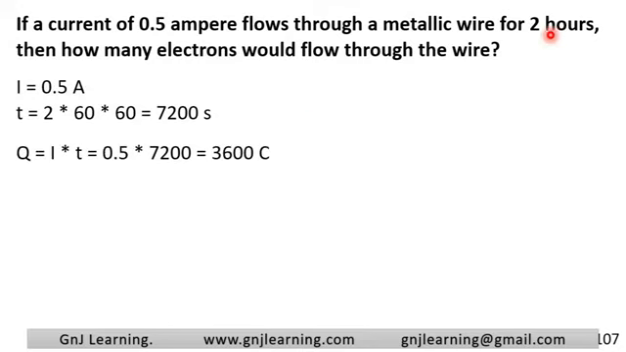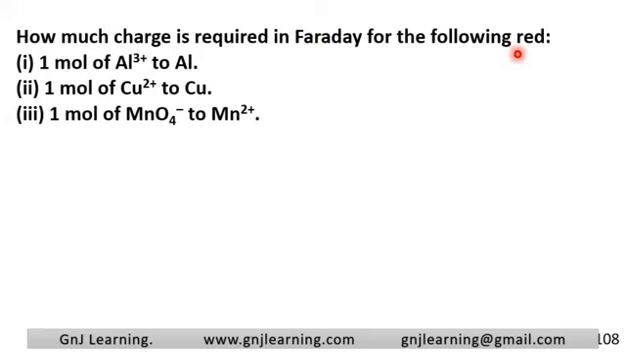Okay, next, how much charge is required in Faraday for the following reduction? Much more simple question. For 1 mole of Al3+ to aluminium, you are supposed to answer in Faraday. So for Al3+ to get reduced to aluminium, you are supposed to supply 3 moles of electrons. So for 1 mole you need 3 moles of electrons, so the answer is 3 Faraday. For 1 mole of aluminium you are supposed to supply 3 Faraday because it is 3 moles of electrons.